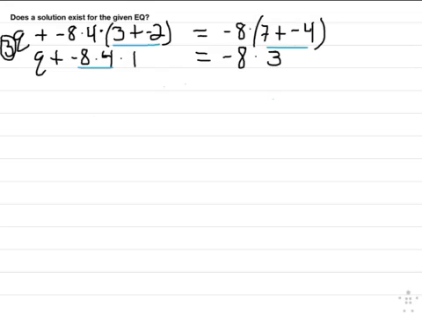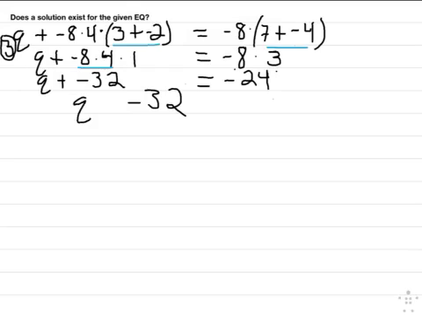But a negative 8, negative times a positive is a negative, so we have q plus a negative number. What is that? 8 times 4, 32. Okay, equals. And negative times a positive here is going to give us 8 times 3, that's negative 24. So let's rewrite that so it's nice and clear: negative 32. On this side we have q plus that, equals negative 24. Negative 24.